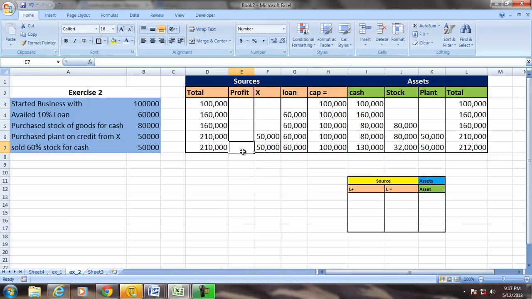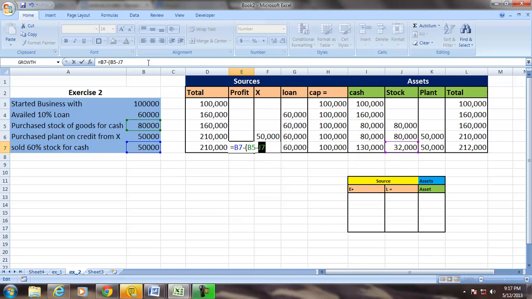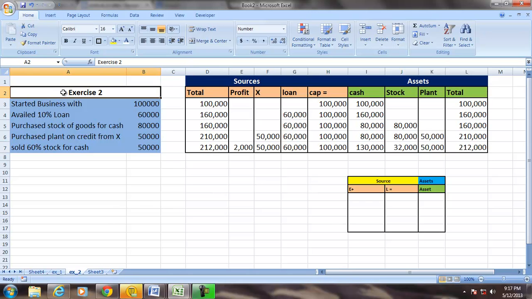there is a profit. The profit is equal to sales minus the cost of the goods sold, and the cost of the goods sold is 60% of it, the 60% of this stock. So the profit is 2,000. So the total of assets are equal to the total of sources. So once again, this small exercise demonstrates that every transaction will affect the assets and the sources in such a way that S will be equal to A.